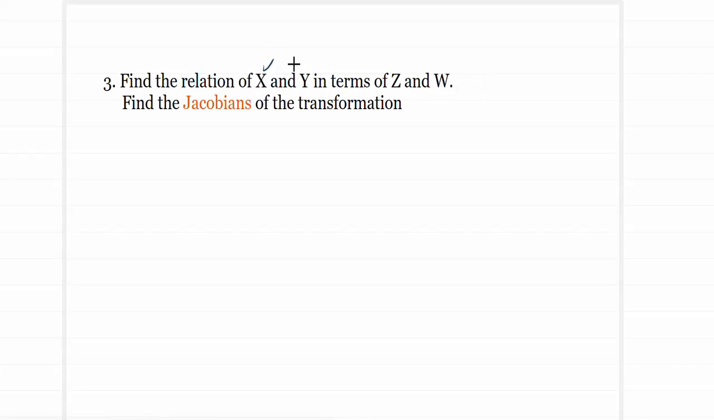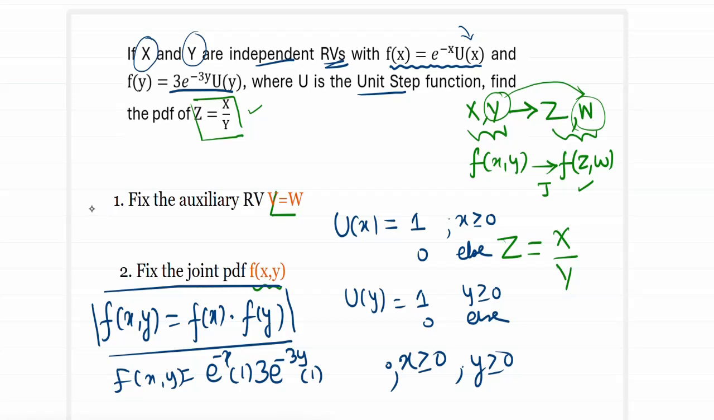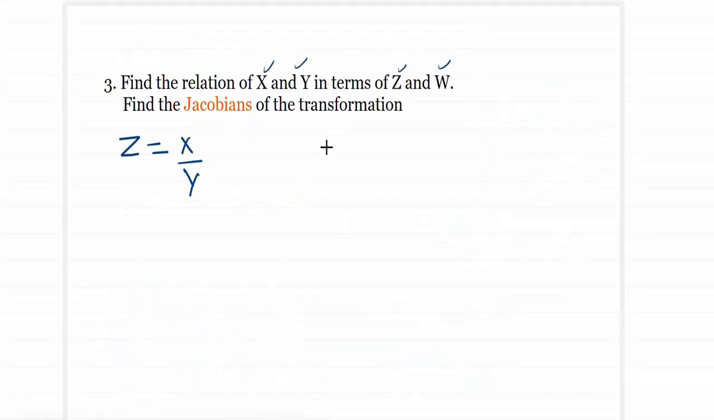X and Y are our old variables, Z and W are our new variables. What is going to be given to us? We have been given Z is equal to X divided by Y. And what did we do in our step 1? We fixed our Y as W. So we fixed our Y to be equal to W. So my one set of rules has been got.